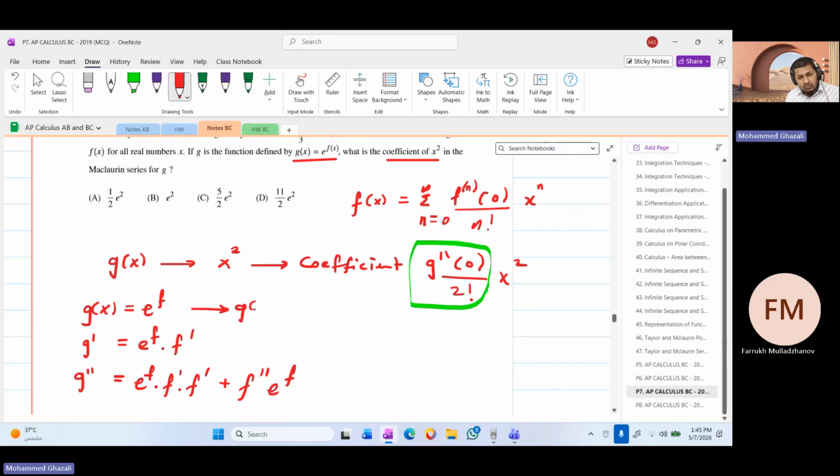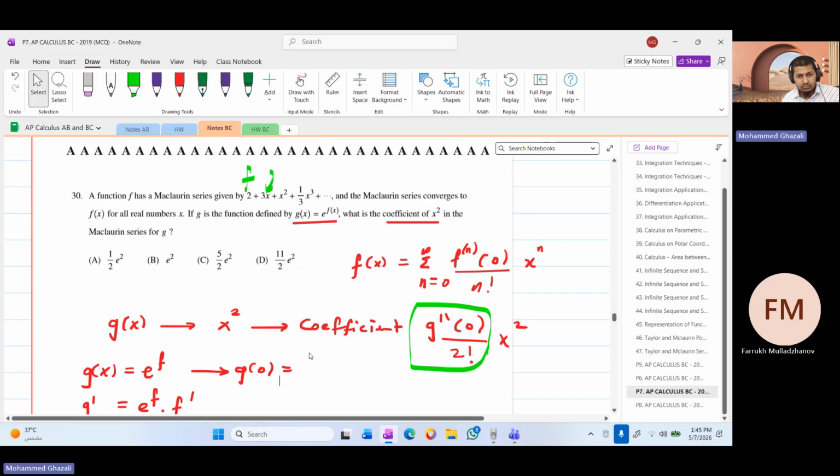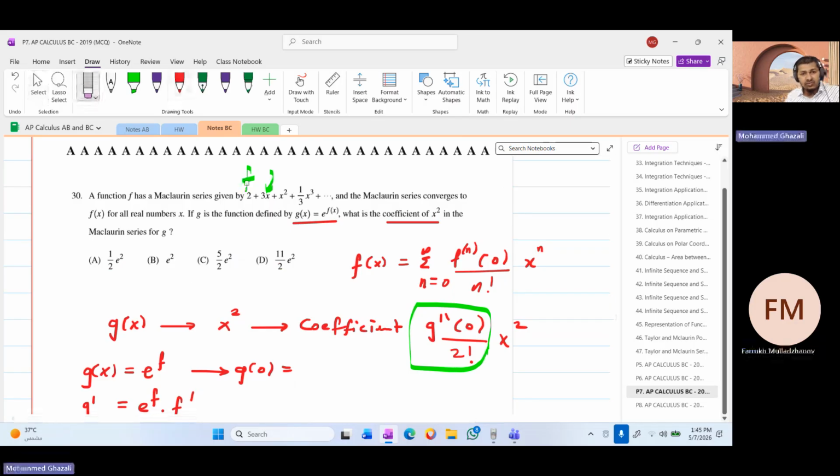What is g of 0? g of 0 is e to the power f of 0. Oh, f of 0 is 2. Wait, yes, you are right. f of 0 is 2. So remember, this is f of 0. This is f prime of 0.